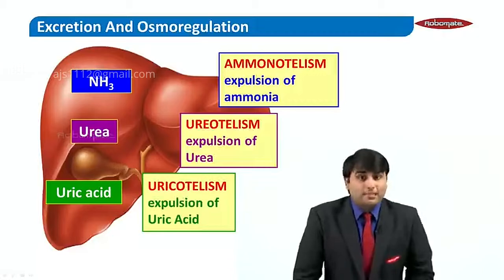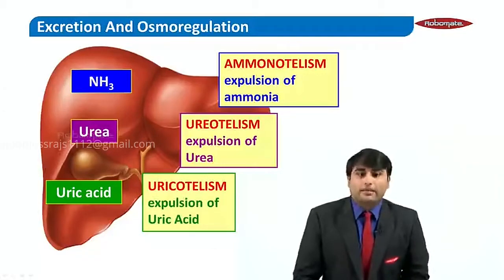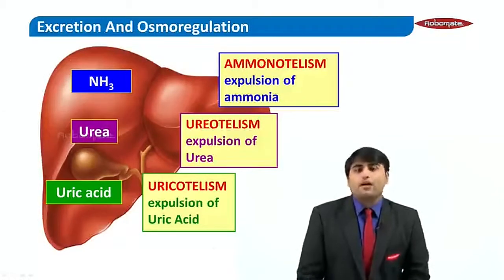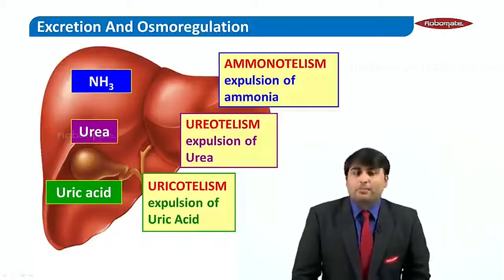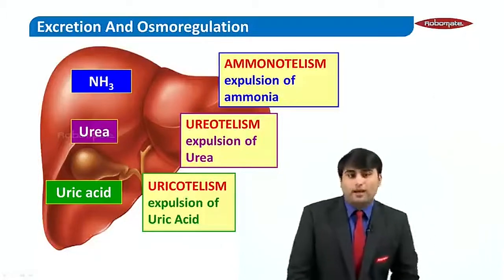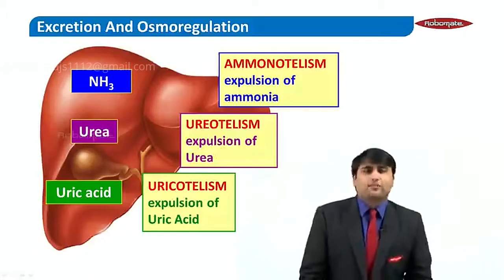And we mammals excrete all these three. So basically ammonia, urea, and uric acid. But chiefly we excrete urea, which will be discussed in the later modules.